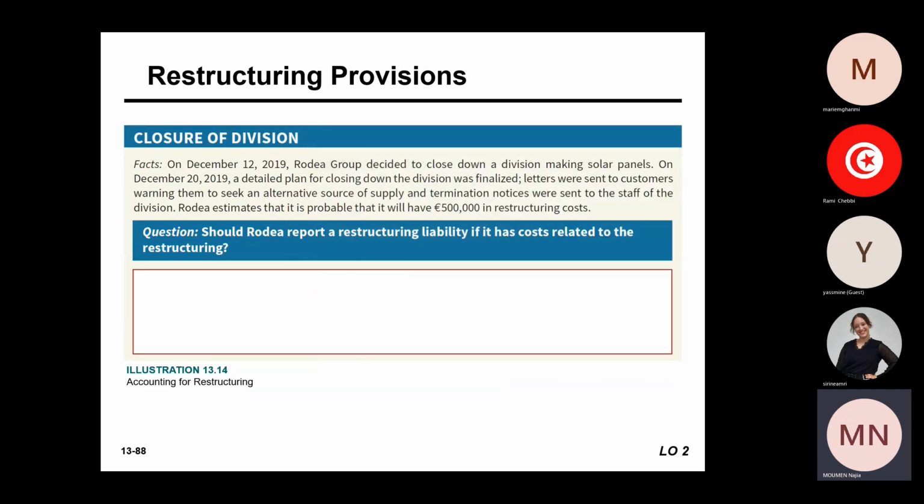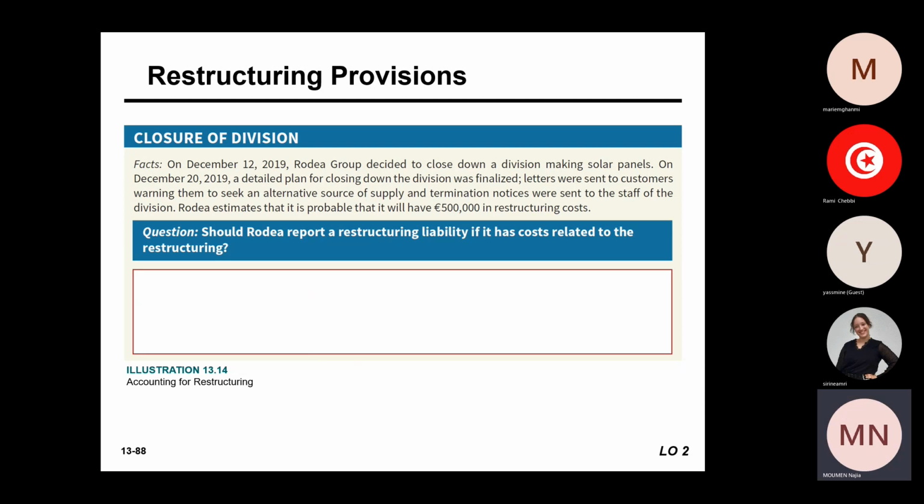Okay. Here you have an example of this restructuring provision. On December 12, Rhodia Group decided to close down a division making solar panels. On December 20, a detailed plan for closing down the division was finalized. Letters were sent to customers, warning them to seek an alternative source of supply, and termination notices were sent to the staff of the division. Rhodia estimated that it will have 500,000 in restructuring costs. Okay, so here it should report a restructuring liability.